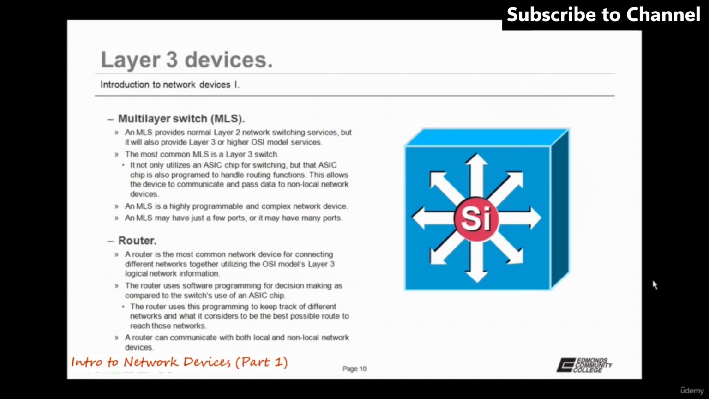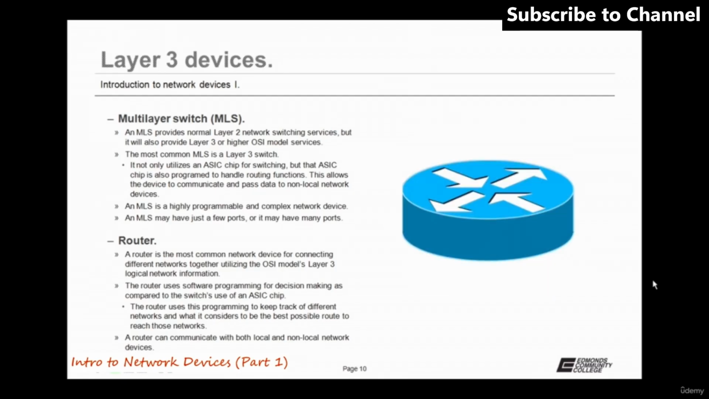A multi-layer switch is a highly programmable and complex network device. A multi-layer switch may have just a few ports, or it may have a lot of ports. They're not very common in the small office, home office network because they're really, really expensive. You're more likely to find them in an enterprise local area network.